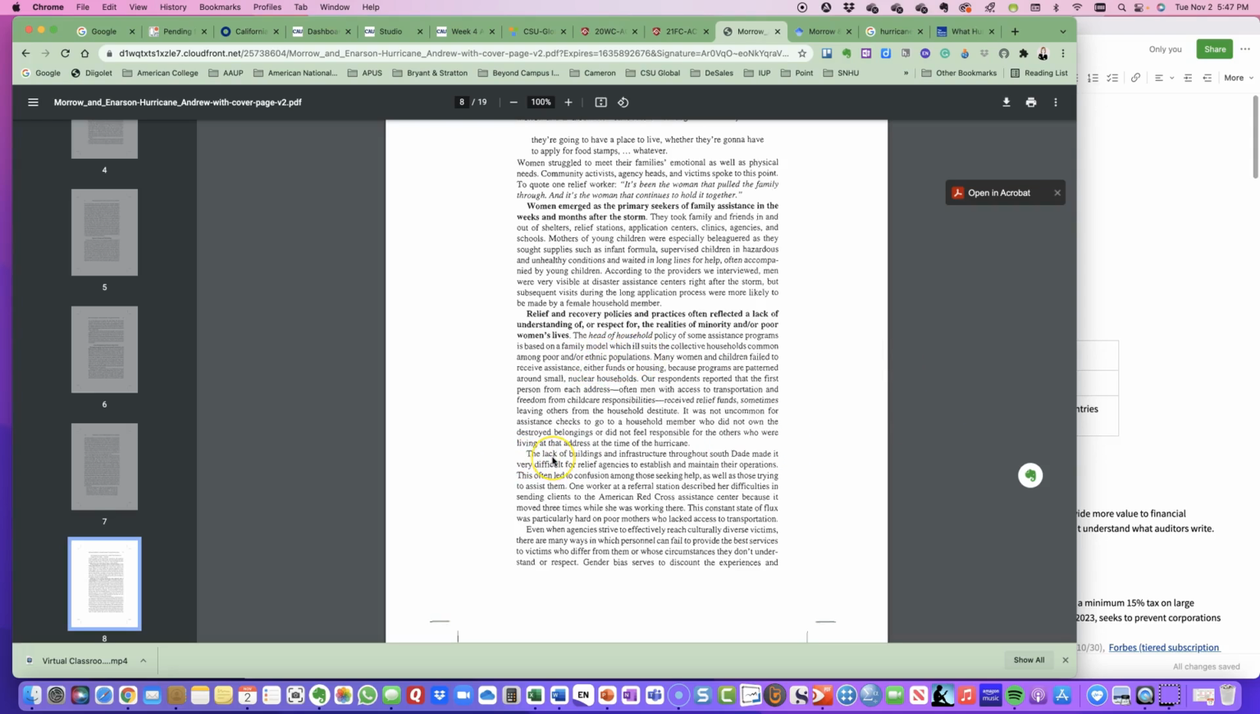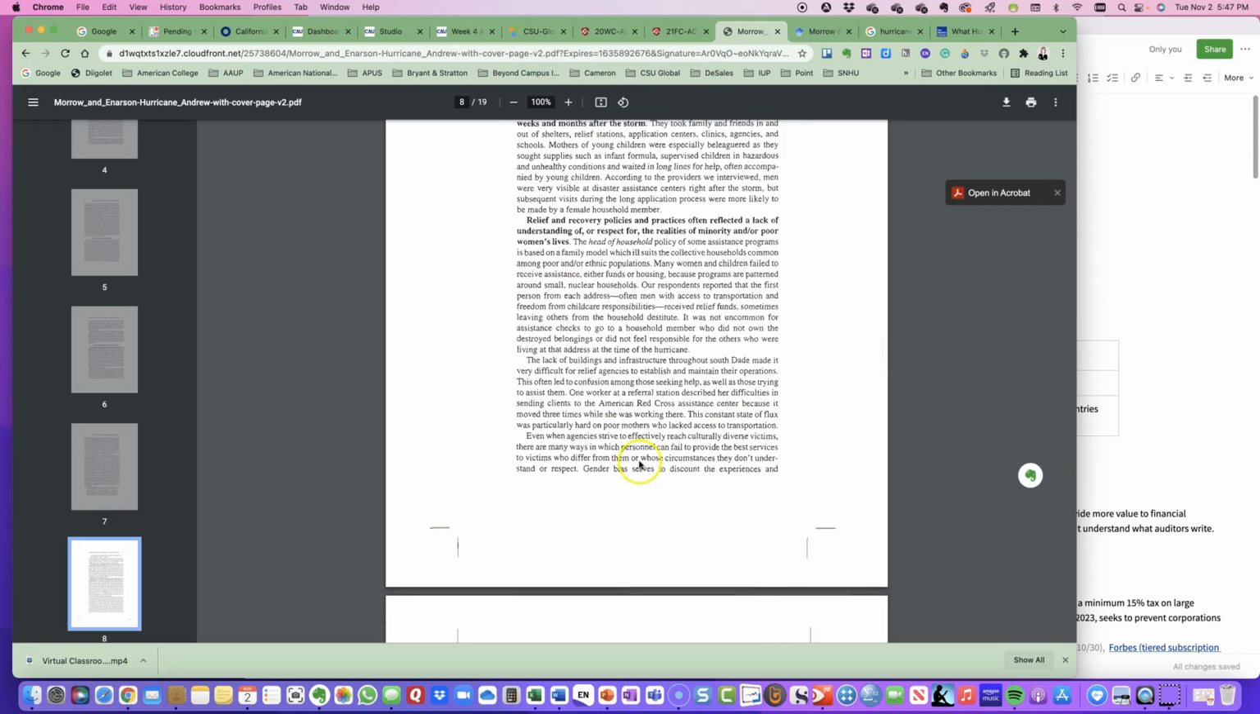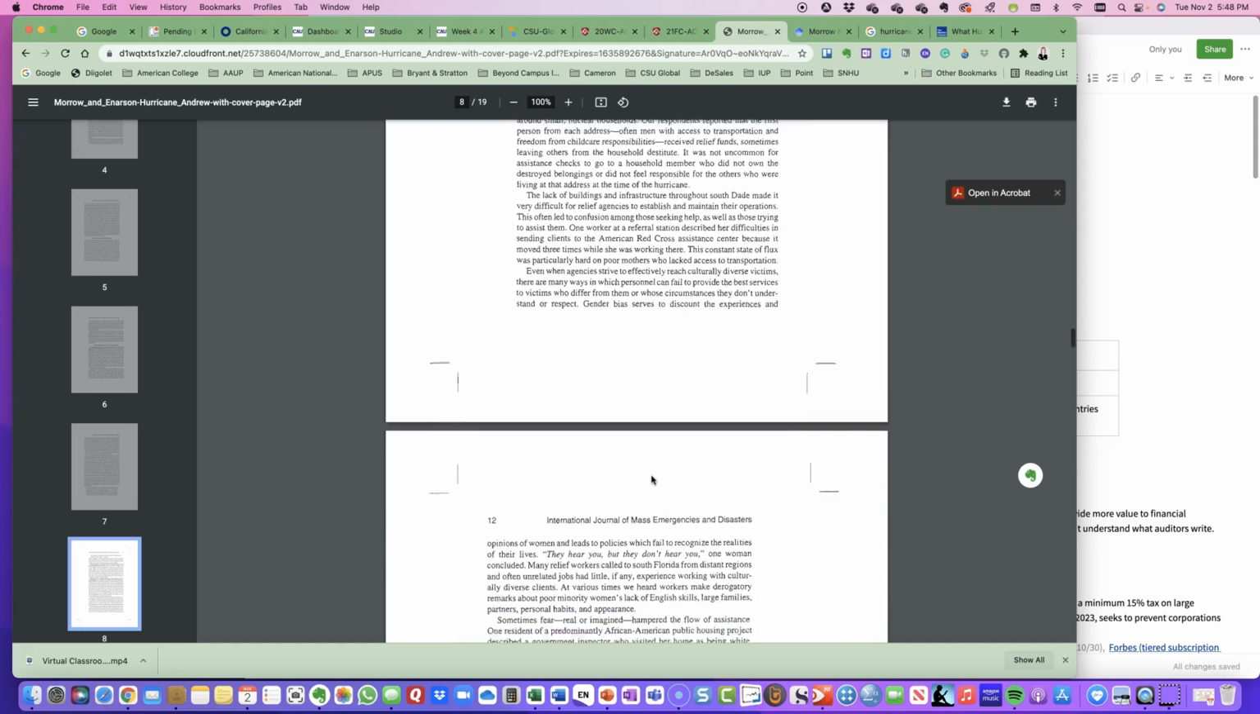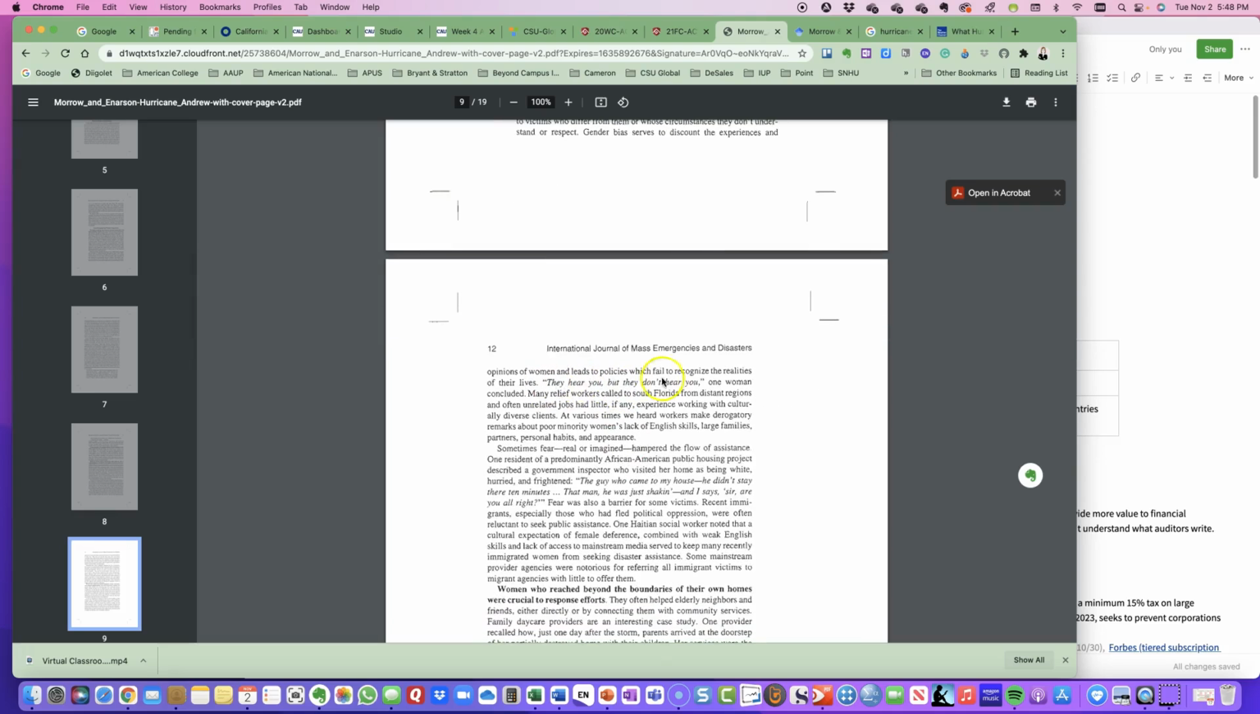There was the lack of building and infrastructure. And even when the agencies tried to reach these culturally diverse victims, they failed because the best services to the victims were a little different from what the agencies understood. So there might be some gender bias there. And as one woman concluded, they hear you, but they don't hear you.